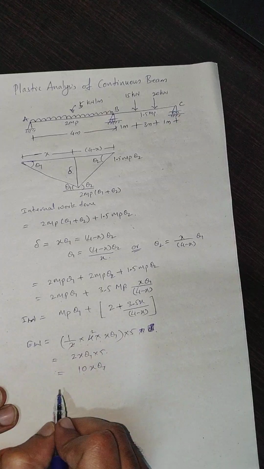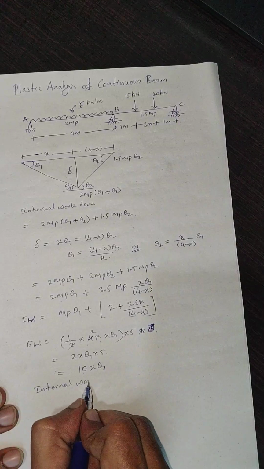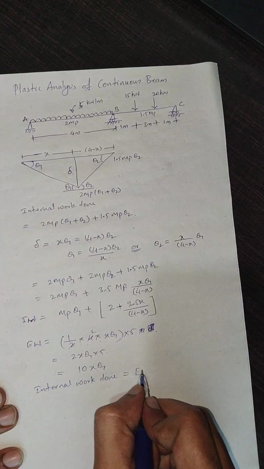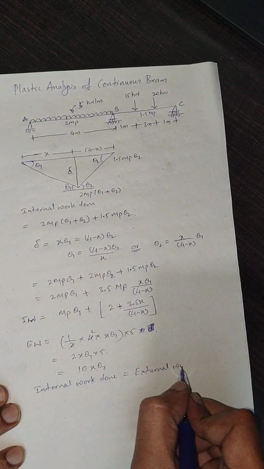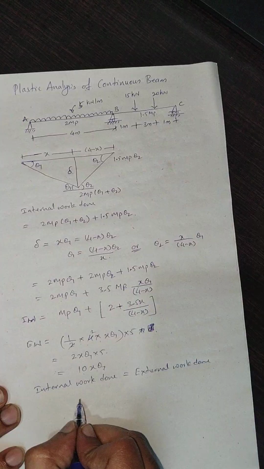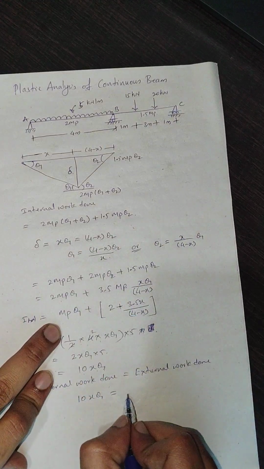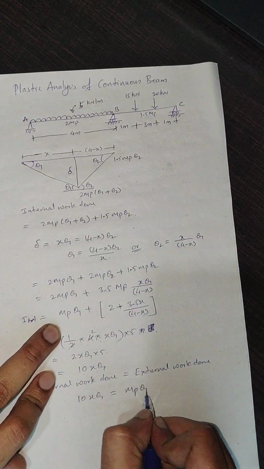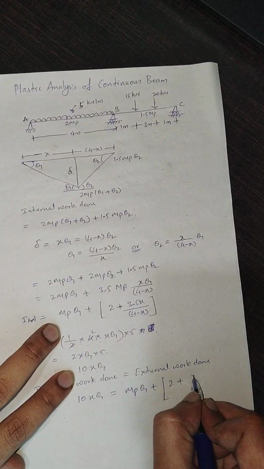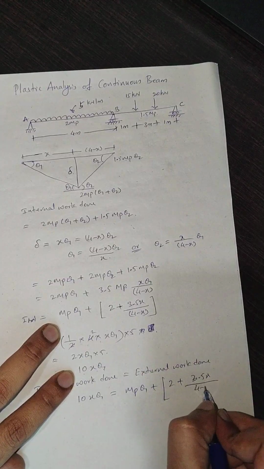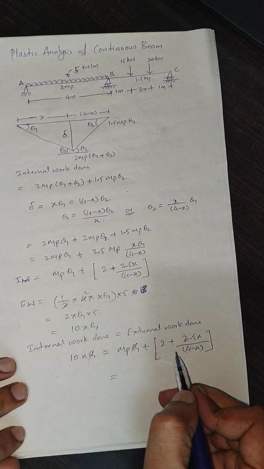Now I would like to equate these two equations, that is internal work done equal to external work done, or external work done equal to internal work done. So first I will take this external work done, 10x theta 1, which is equal to internal work done, that is mp theta 1 plus 2 times 3.5 x by 4 minus x, right? So this theta 1 will get cancelled. So before that I will simplify this one.